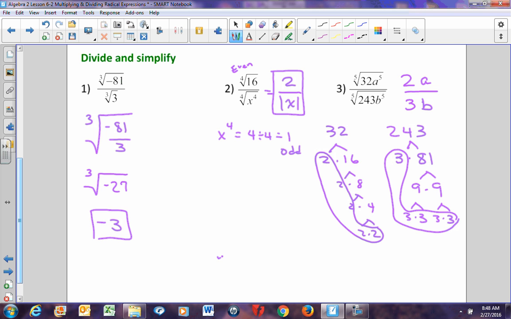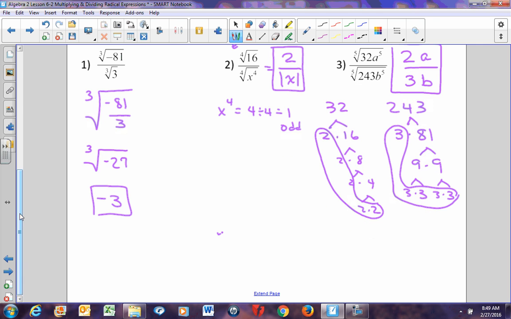I don't need to worry about the absolute values on my variables because it's an odd index number. So I'm not taking an odd out of an even, I'm taking an odd out of an odd, so it doesn't matter. Okay, so the fifth root of 32a to the fifth over the fifth root of 243b to the fifth is 2a over 3b.